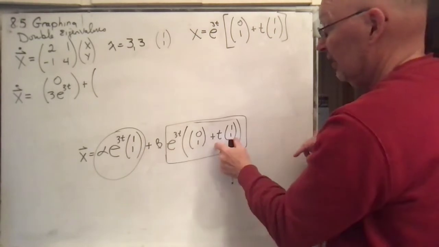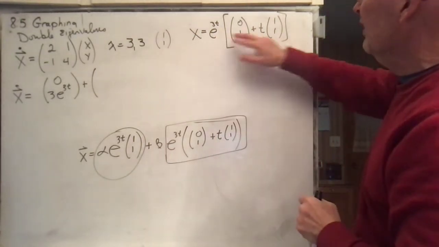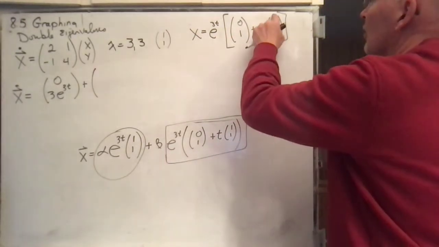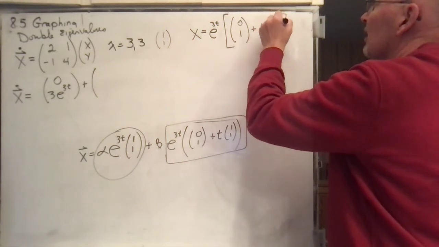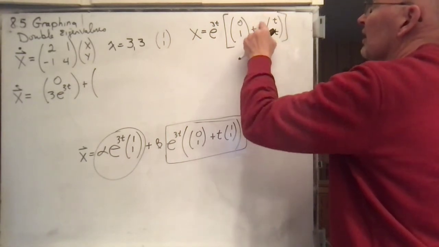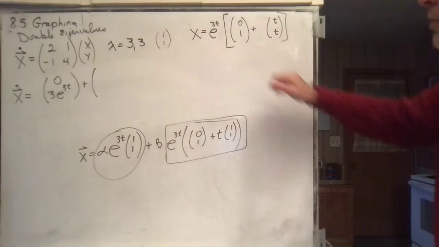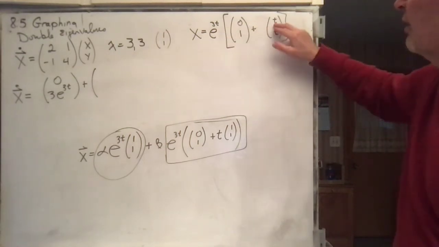e to the 3t is times the whole thing. So I've got e to the 3t times this thing. Let's just call this t and t here. t and t. t times 1 is t. So, what's that going to look like?